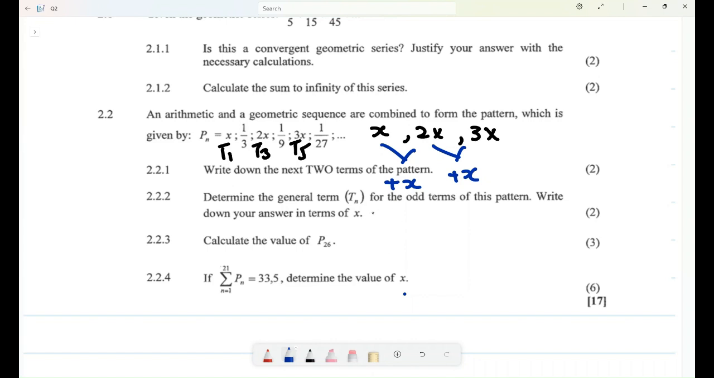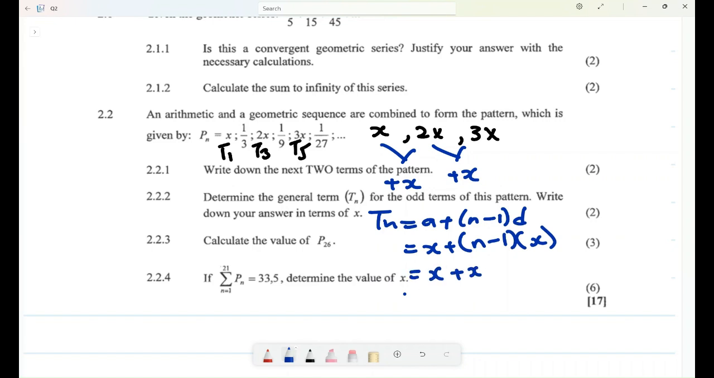Therefore, when you find your tn, it is equal to a plus n minus 1 times the difference. What is a? A is your first term. Your first term is x. So x plus, what is n? It is unknown, n minus 1. What is d? D is x also. So you have x plus xn minus x. Yes, you have x plus n multiplied by x, it is xn minus x. Therefore, it is equal to xn.